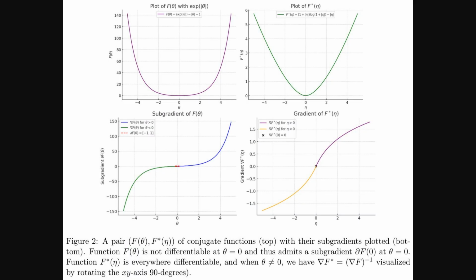To make that geometric world a bit more tangible, these plots show a concrete example. On top, we see a pair of what are called conjugate functions. They're essentially two functions linked together by the Legendre transform. Now the key detail is on the bottom. The function on the left has a sharp point, so it's not perfectly smooth. Its slope at that point is shown as a subgradient, which is a generalization of a slope for these kinds of functions. Instead of one value, it's a whole range of values, shown by that red line.